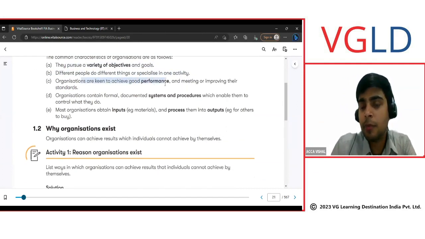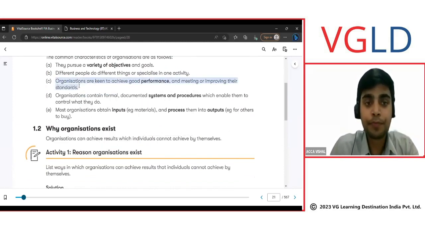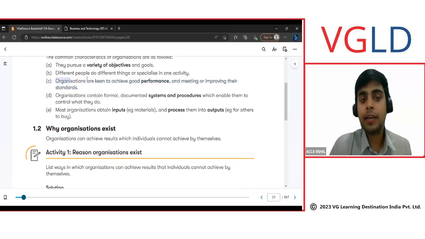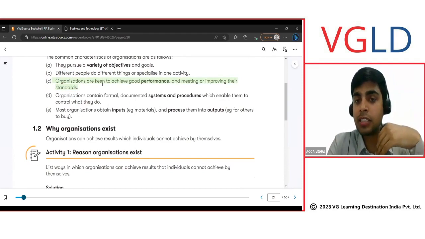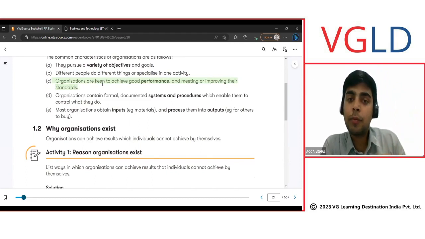Organizations are keen to perform well and meet the performance standards. This is again a very good point, and it is related to the previous point. When you are doing tasks on your own, you'll be doing a couple of things, and I'm not sure whether there is going to be a standard or a target to achieve.